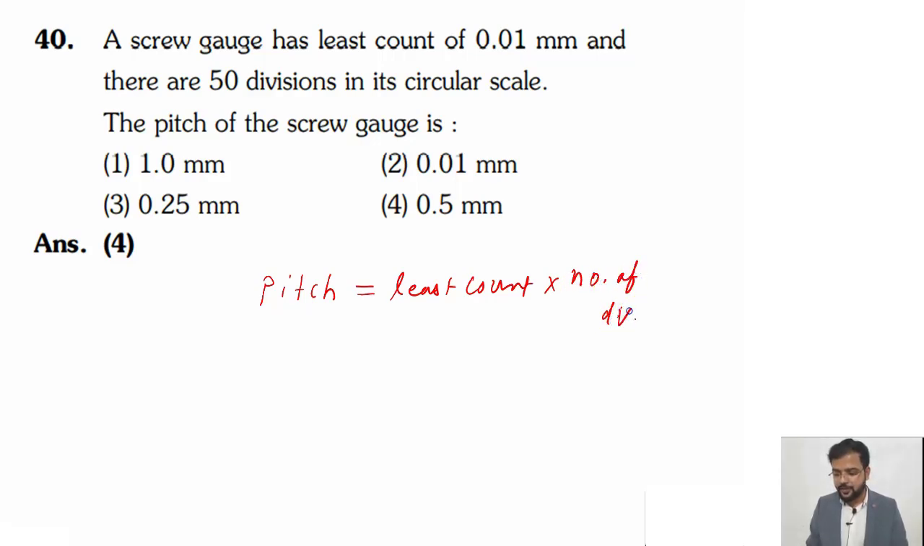The number of divisions given over here is 50. Least count is 0.01 mm. So 0.01 mm into 50, what will we get over here? We will get 0.5 mm. That's why option number 4 is correct over here. Okay, let's come to the next question.